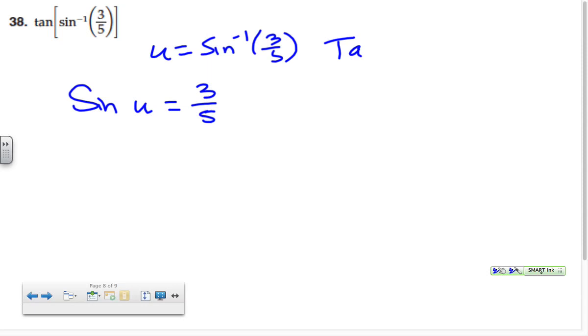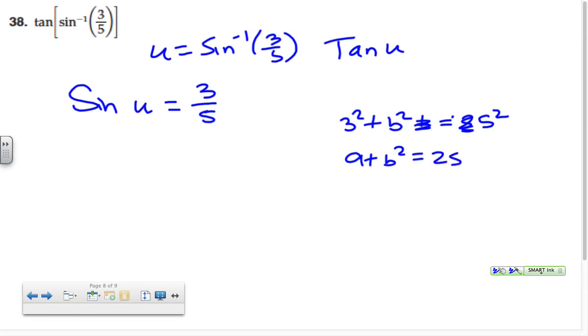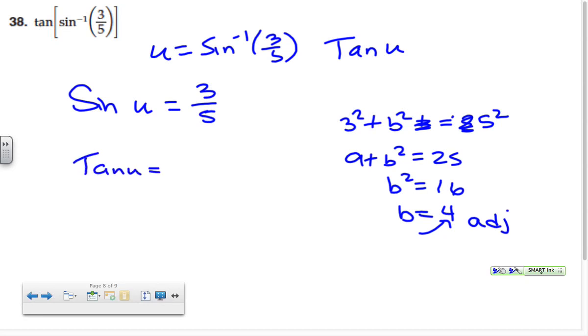So we're trying to find the tangent of u. All right, so I'm just plugging different variables in there so you kind of see where this is all coming from. So again, sine is opposite over hypotenuse. So I have 3 squared plus b squared equals 5 squared. So 9 plus b squared equals 25, b squared equals 16, b equals 4. All right, so this is my adjacent. Okay, so my tangent of u is opposite over adjacent, so it is 3/4.